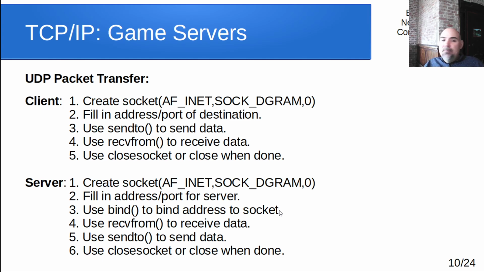So on the client side, what do we want to do? Well, we need to create a socket, and that's going to be, again, SOCK_DGRAM, same address family, internet address family. And then we're going to fill in the address and port of the destination into an address structure. And then we're going to use send to send data, receive from to receive data, and then we're going to use close socket when we're done, or close or shutdown if we're in Unix.